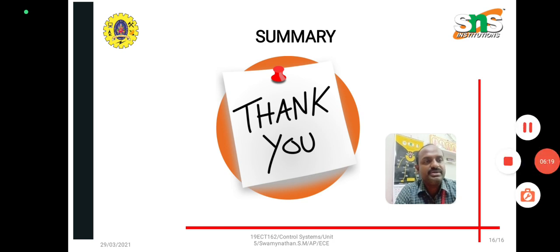These are all the summary of today's session. So we have discussed the state transition matrix and state equations so far.